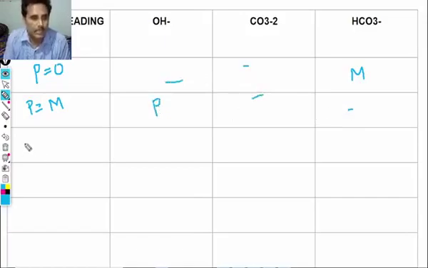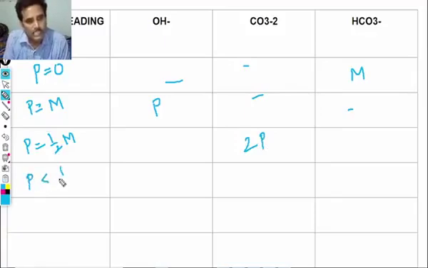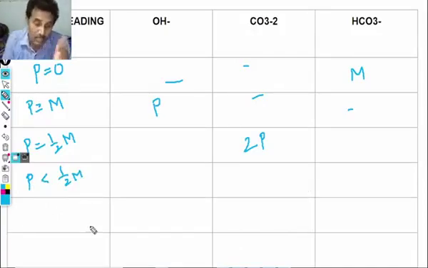If P equals half M, then carbonate ions are present, and that is equal to 2P, because P equals half M. When P is less than half M, carbonates and bicarbonates will be present. For example, by using phenolphthalein indicator, only half of the carbonates will be completed. That means the phenolphthalein alkalinity is equal to half of the carbonates.